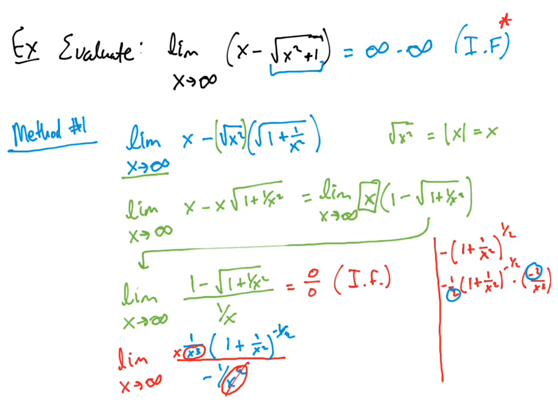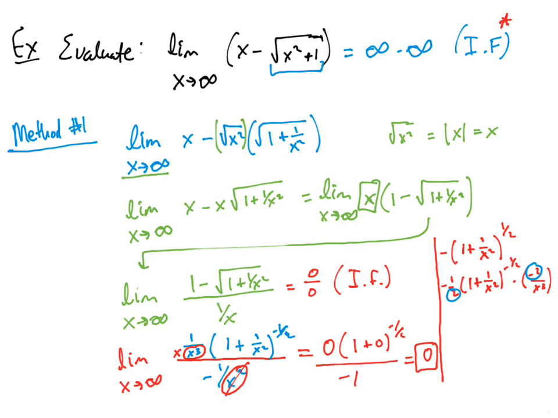Now when we do direct substitution, what do we end up with? I get 1 over x, so 1 over infinity, which goes to 0, times 1 plus 0 raised to the negative 1/2, divided by negative 1. So I'm going to end up with 0 over negative 1, which is just 0.